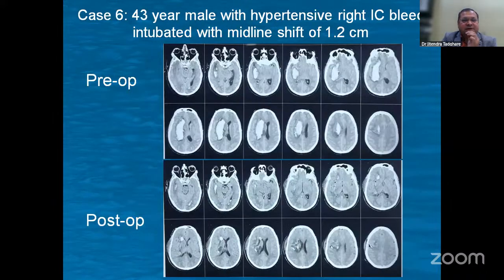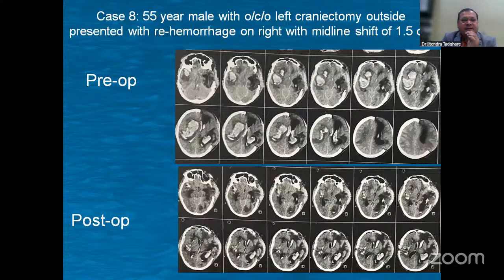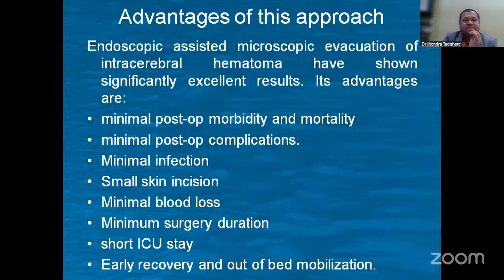Another one right side. And this was the case which was already operated for left side decompressive craniotomy, had presented with the rebleeding on the right side. So we operated this patient using endoscope, and we can see we avoided the other side of decompressive craniotomy in this case using endoscope. So endoscopic assisted evacuation has many advantages.